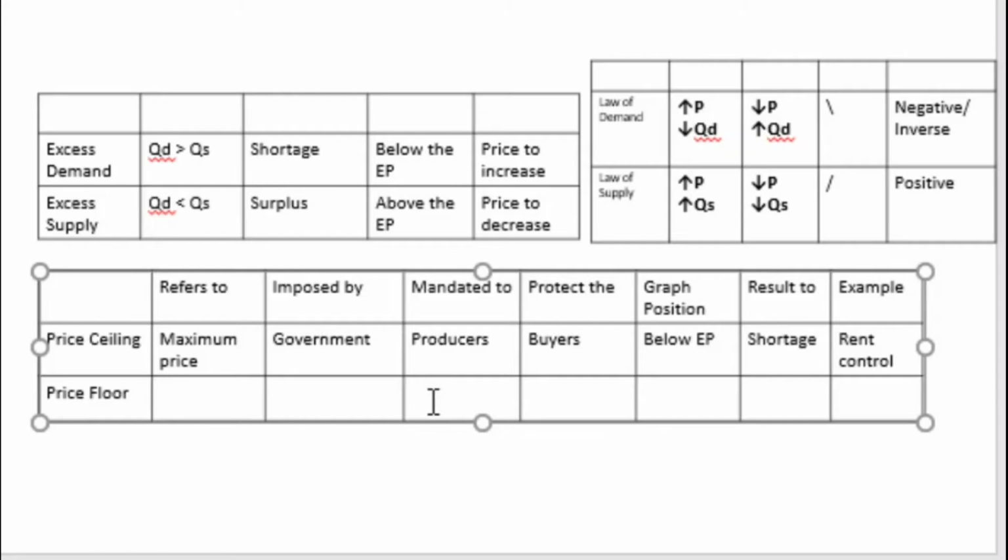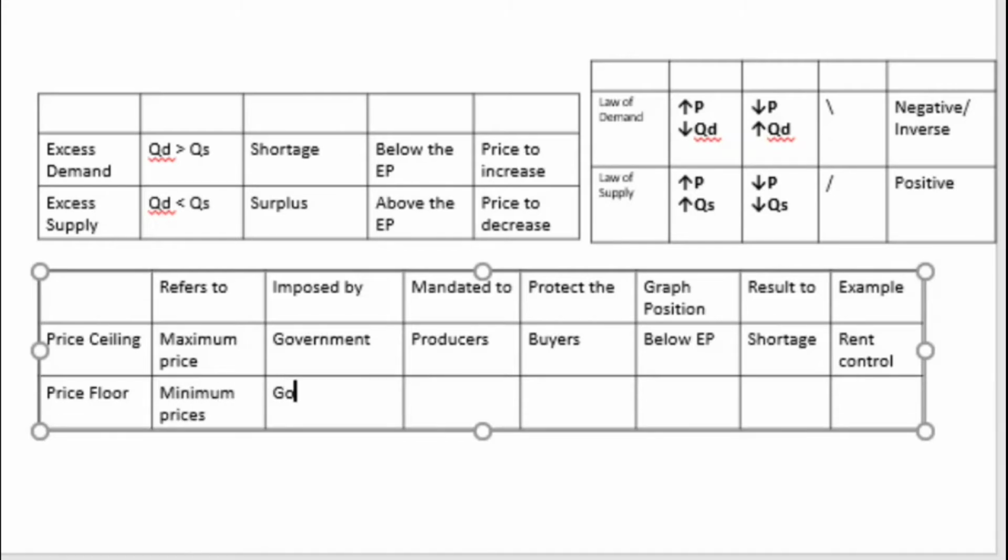Price floor, on the other hand, refers to the minimum price, and that's why it's a floor, mandated by the government to buyers, consumers, in order to protect the producer in that case. It's located above the equilibrium price, and it will result in a surplus. A common example for that is minimum wage.